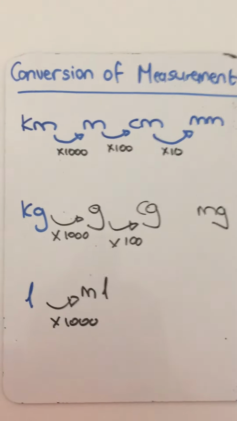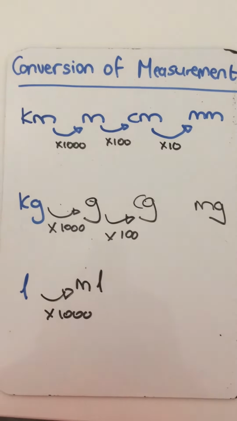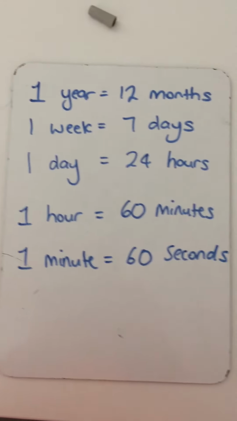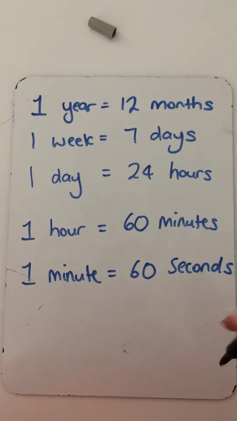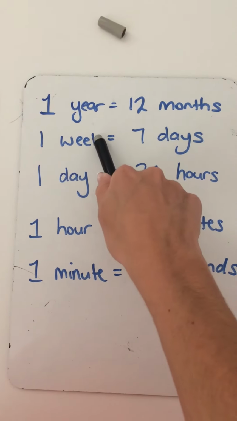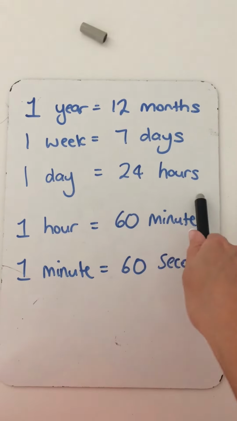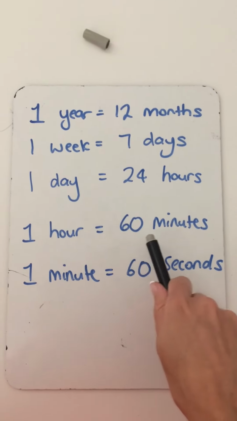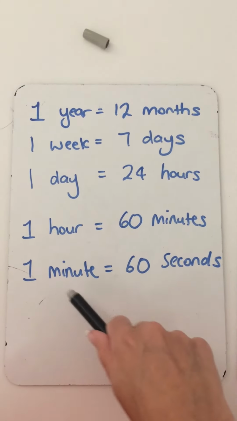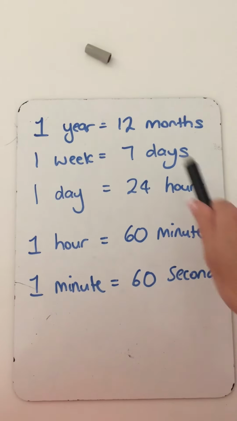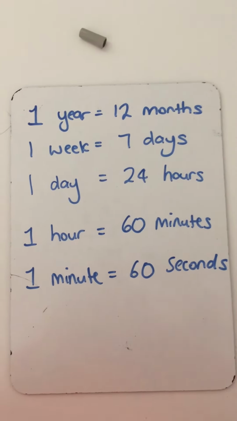It's very important that you remember this diagram, and you're going to need to understand this in order to understand today's work. You're also going to have to understand units of measurement involving time. For example, that there are 12 months in 1 year. There are 7 days in 1 week. There are 24 hours in each 1 day. There are 60 minutes in 1 hour. And there are 60 seconds in every minute. You have to learn this and understand this to be able to do units of measurement involving fractions.